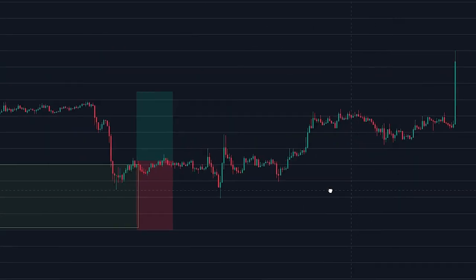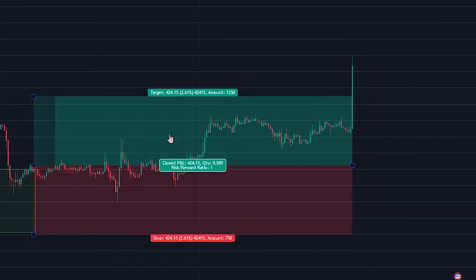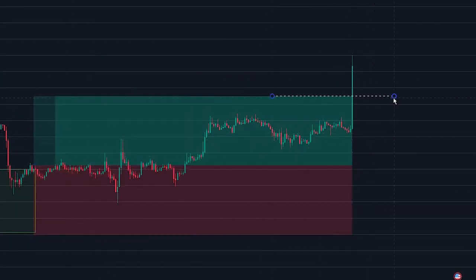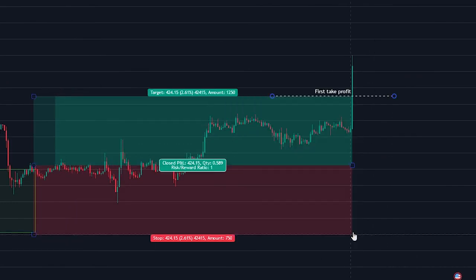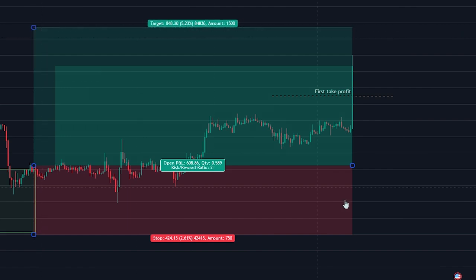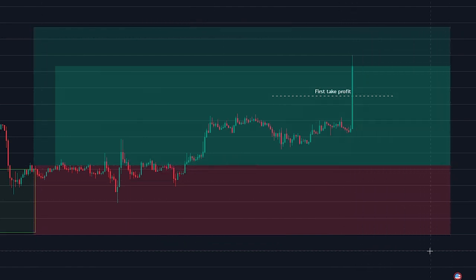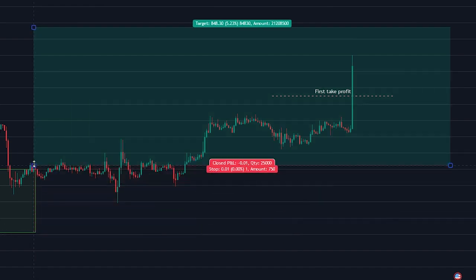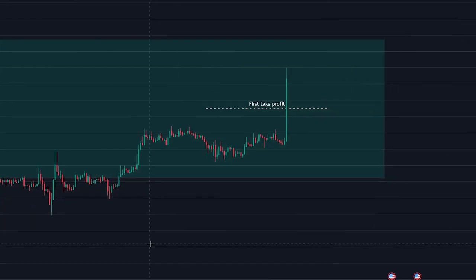We can see that our first take profit target was hit. Our new take profit target will be for a 2 times risk to reward ratio. However, it's also important to first lock in some profits. So let's now move the stop loss to break even to avoid making a loss if the price were to reverse again. Now let's see how the trade plays out.